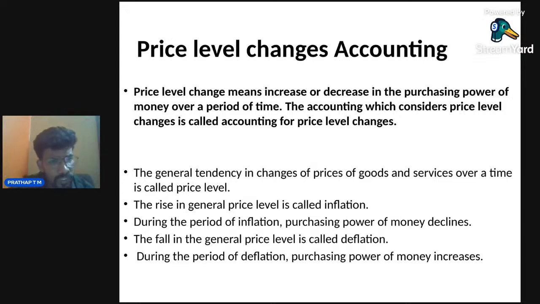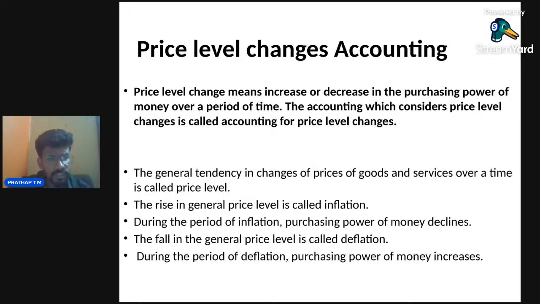Why was inflation accounting introduced? Because of the assumptions of the money measurement concept. It says that we are ignoring price level changes, or ignoring the general purchasing power changes which have taken place in the economy. To adjust for that, we introduced inflation accounting in the financial statements. Why do we have to adjust? That is the question which arises.